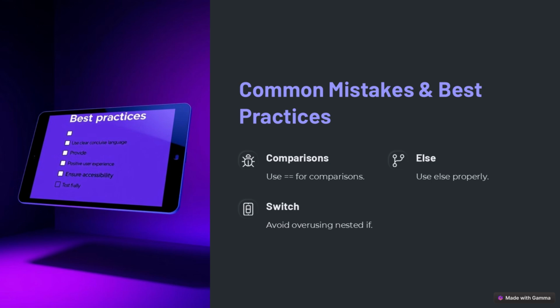Before we wrap up, here are some common mistakes to avoid when using conditionals. 1. Forgetting to use double equals for comparisons. Example, if x = 5, instead of if x == 5. 2. Not using else properly, leading to unintended results. 3. Overusing nested if statements instead of using switch. 4. Forgetting break statements in switch cases. 5. Not considering edge cases when writing conditions. Following best practices ensures that your code remains efficient, readable, and bug-free.